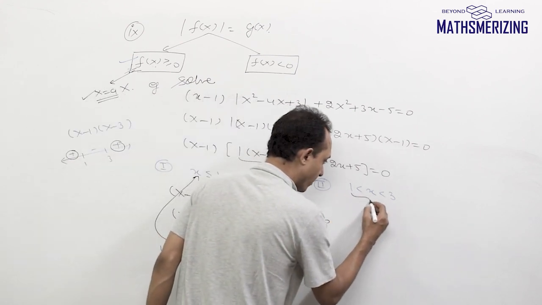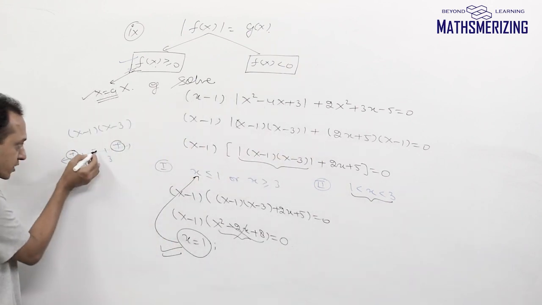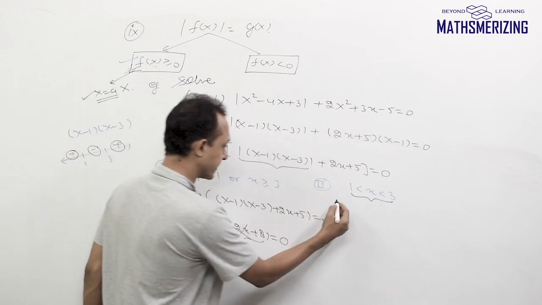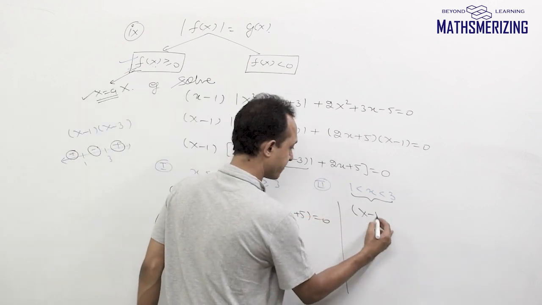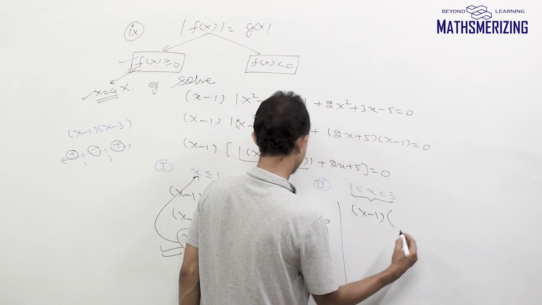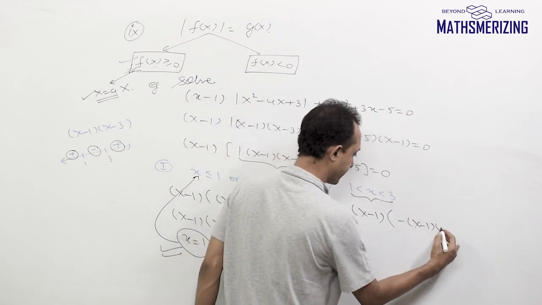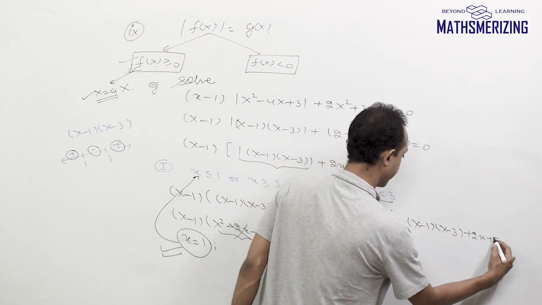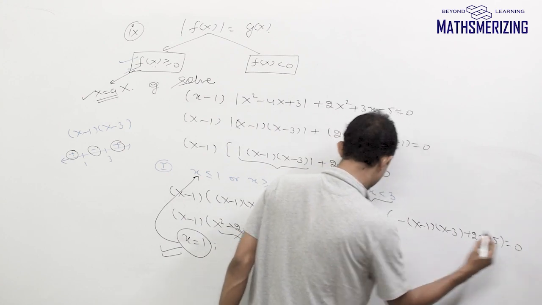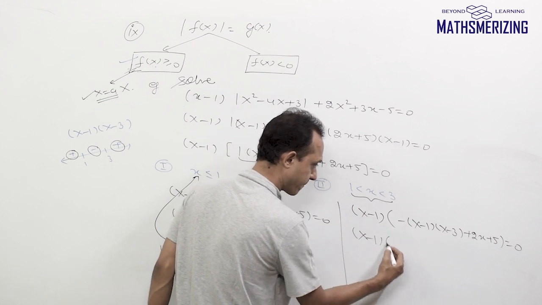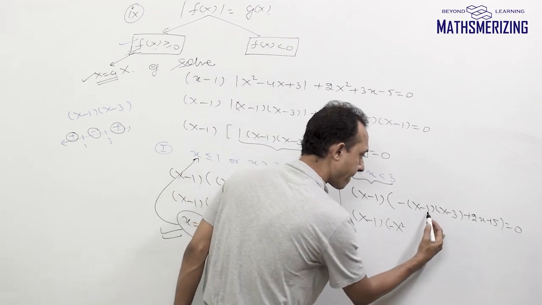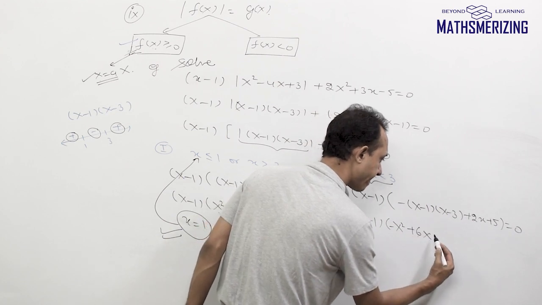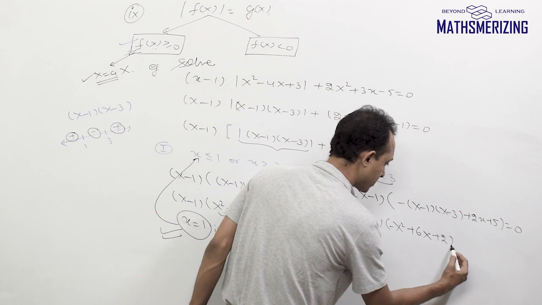Now when x lies between 1 and 3, this function takes a negative value. So in that case, mod f(x) will be minus f(x). So I'll write this as x minus 1, minus (x minus 1)(x minus 3), and then 2x plus 5 is equal to 0. So I'll write this as x minus 1 minus x square plus 6x plus 2 equals to 0.